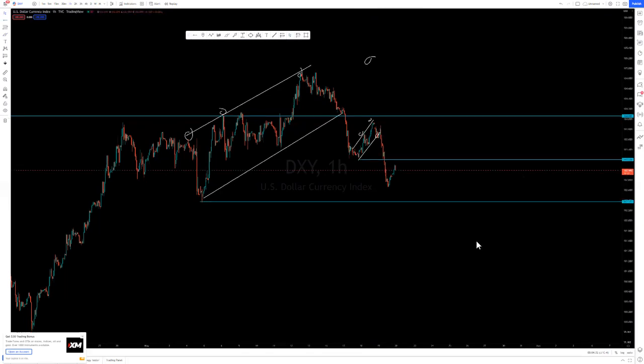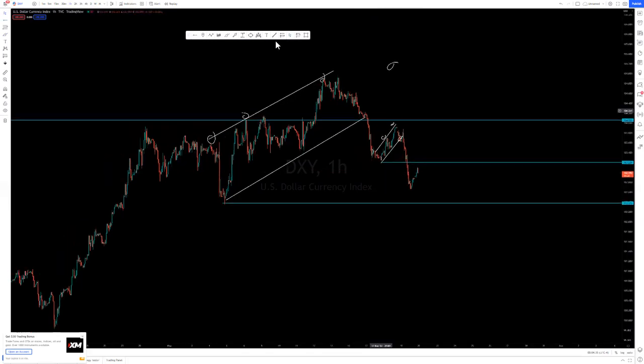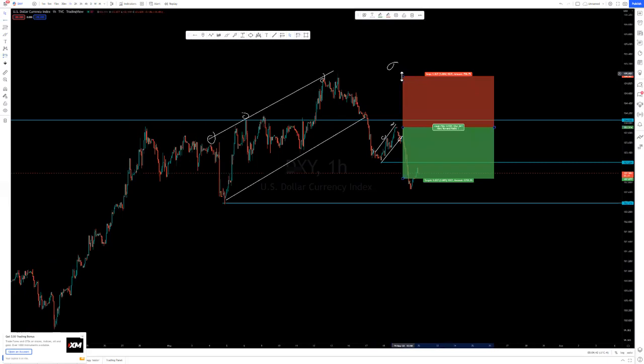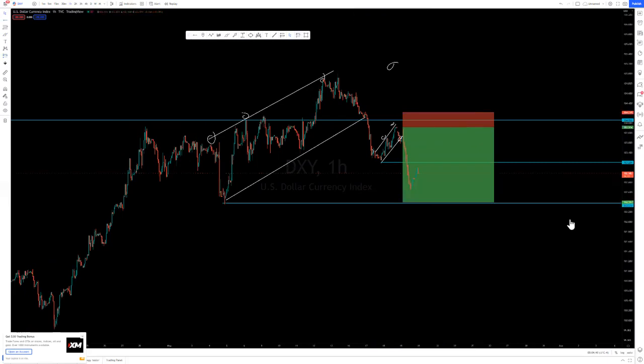So right now we could say TP number one is hit. So now we are waiting for what? We are waiting for take profit number two. So you can just put your tight stop loss, take profit number one reached. Now we're going for take profit number two.